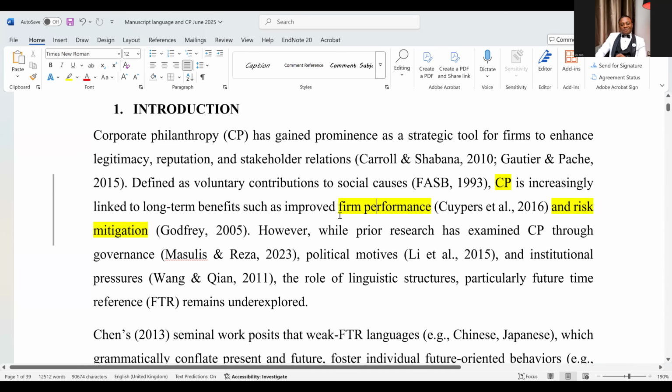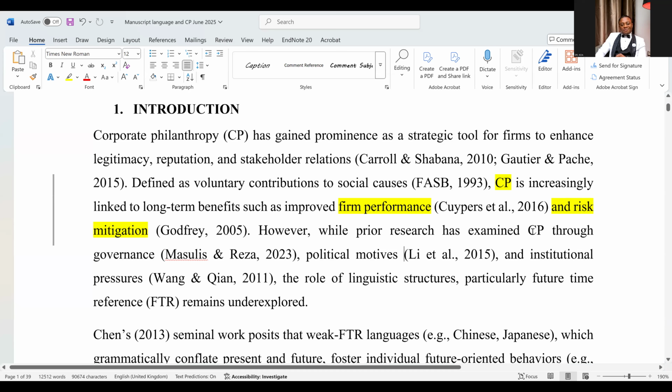Now, I could have said that it has long been connected to improved firm performance and risk mitigation, and then I would have put the two references together, isn't it? I would have combined the two, the Guy Pearce one and then the Godfrey one. But I'm separating them to let the reader know that you know who did what. It's a very peculiar, detailed way of citing. It is a very tough journal, so you let them recognize that you are well read.